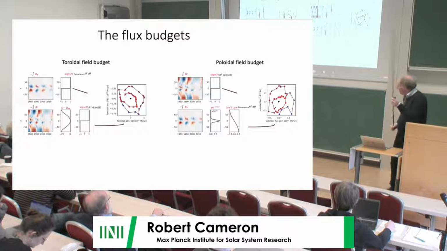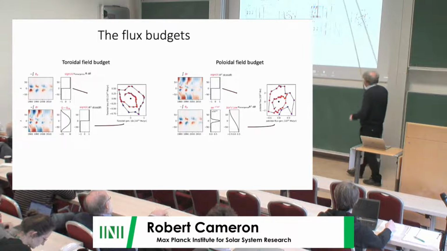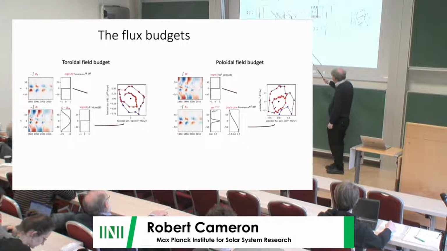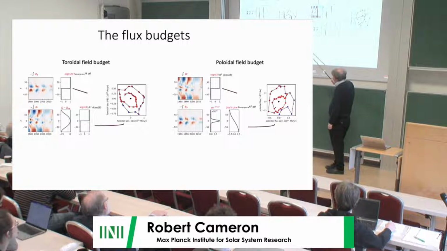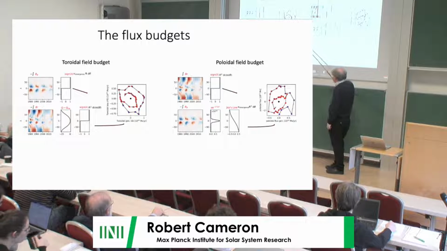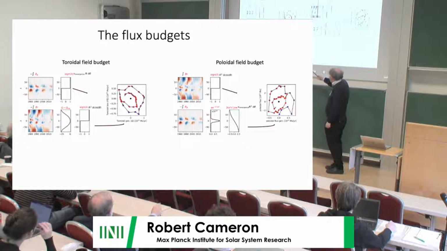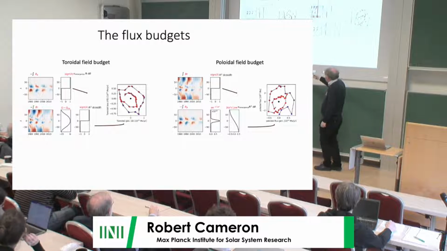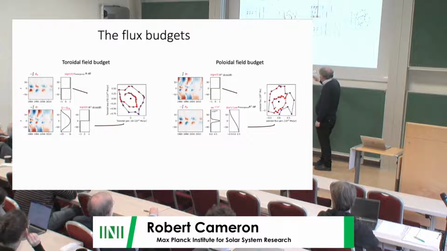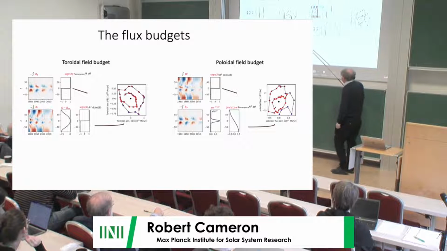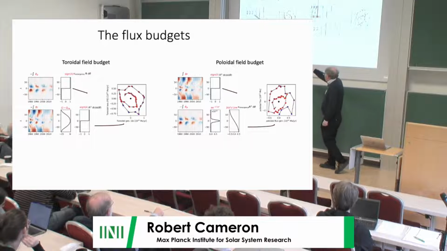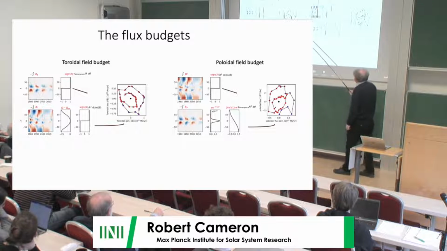I just briefly want to mention now the Babcock-Leighton dynamo and how it fits in with this. So here we have the same thing, the generation and the loss. The generation of the toroidal field is caused by the winding up of the polar fields. So the field multiplied with differential rotation gives you this axis, and here we lose flux through the surface.